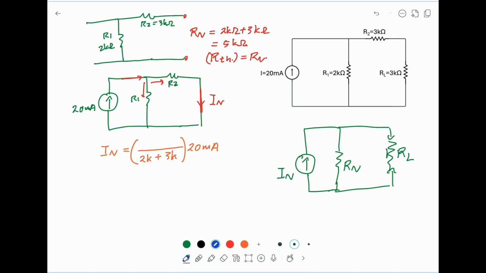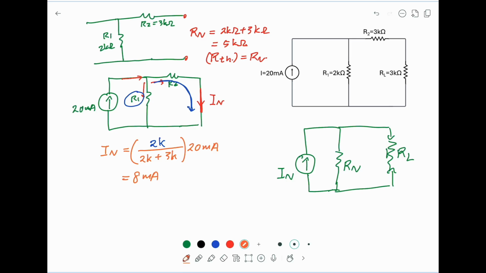We want to find the current passing through R2. It means along this branch, and in the numerator it is the R1 that controls how much current passes through here. So this is R1 equal to 2k, and you should be able to find this is equal to 8 milliamp.